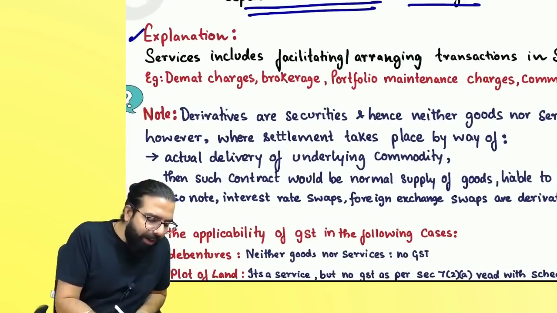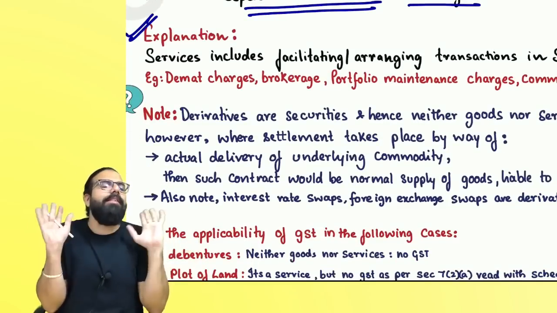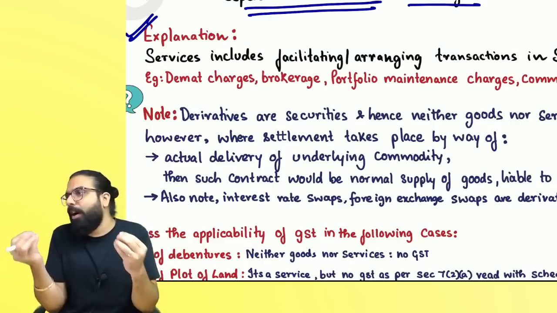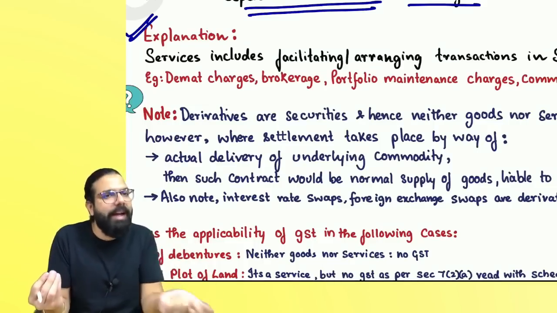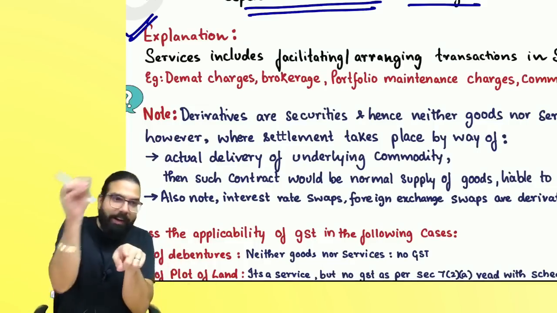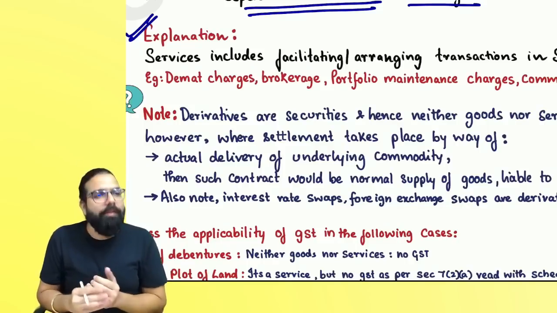Then they gave an explanation that if somebody is facilitating or arranging transactions in securities, like Sharekhan, Motilal Oswal, etc., they charge you demat charges, etc. That is for a service. Shares or securities are not a service, but the activity behind it, like what?